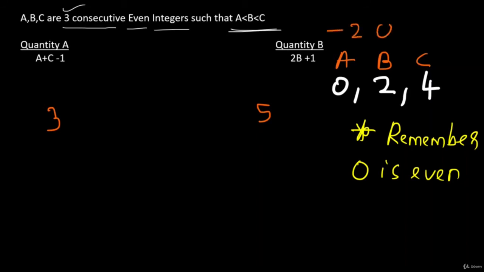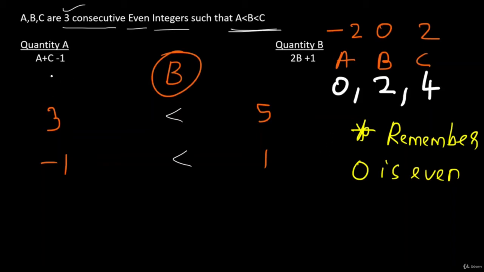I have minus 2, 0 and 2. Now, A plus C minus 1 will become minus 1 and 2B plus 1 is equal to 1. Again, I am getting the same relationship, right? Therefore, you can either be satisfied with this and proceed by marking option B, or to be certain, you have to use algebra, because as we discussed before, unless you get 2 contradictory scenarios, you cannot be certain with just plugging in numbers.